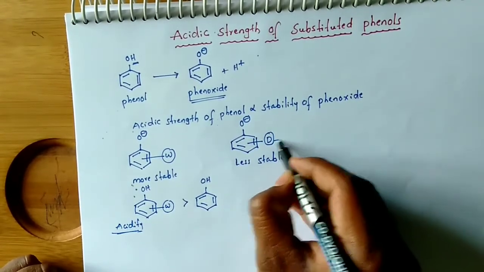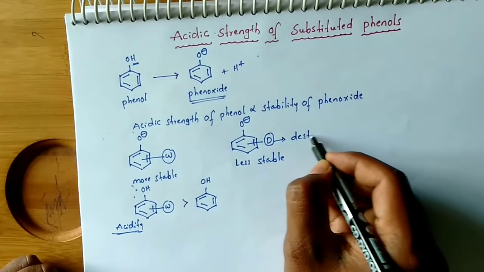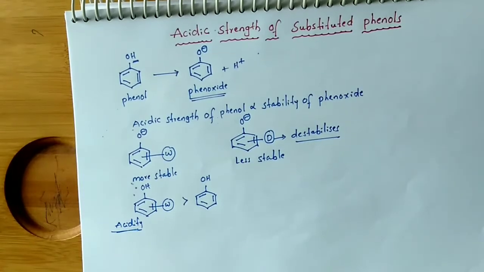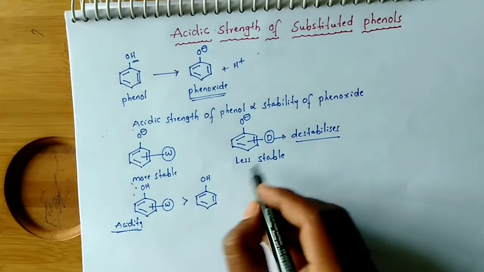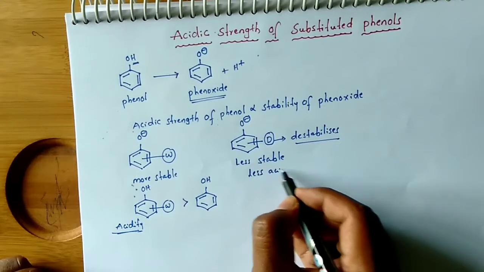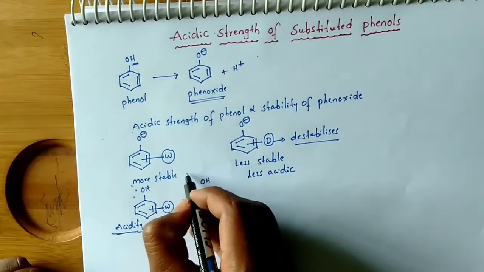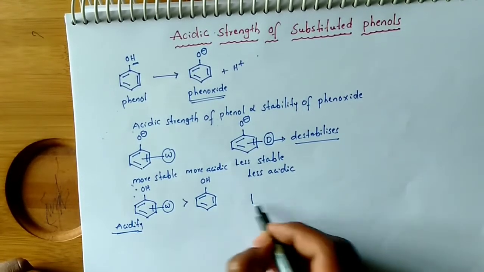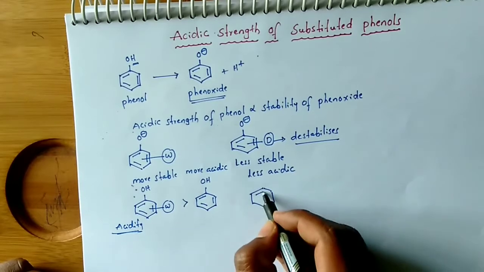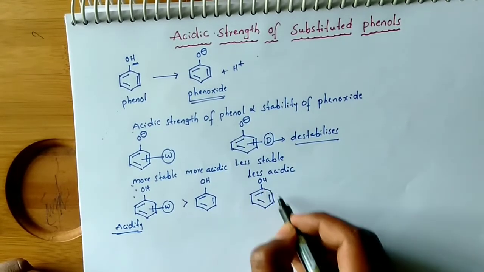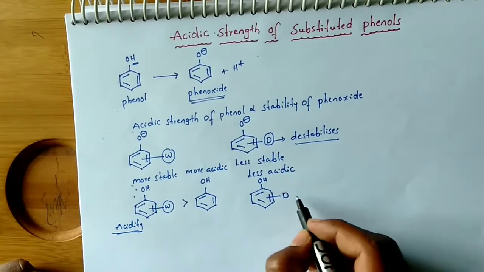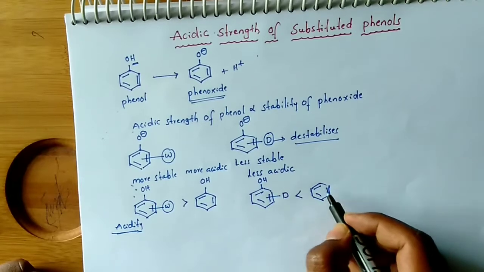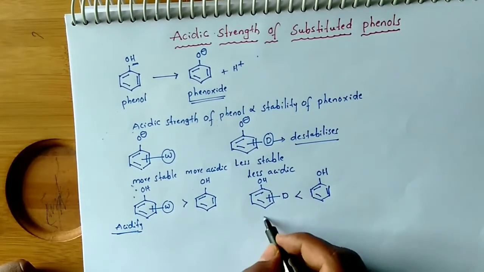So electron donating groups destabilize the phenoxide ion. So less stable, less acidic. Less stable means less acidic. More stable means more acidic in nature. So if an electron donating group is present on the phenol, this is less acidic than normal phenol. This is the acidic strength order.